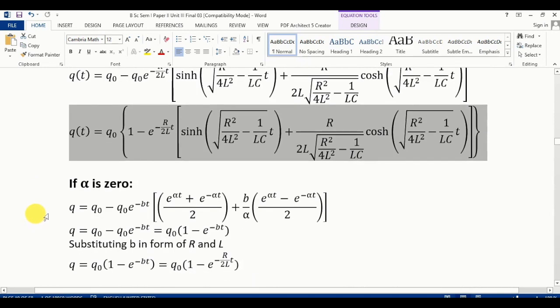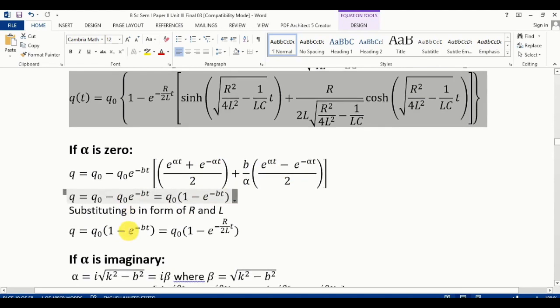In case alpha is 0, then e to the power 0 plus e to the power minus 0, that is 1 upon e to the power 0. So that makes 1 plus 1, 2 divided by 2, and here this term vanishes.